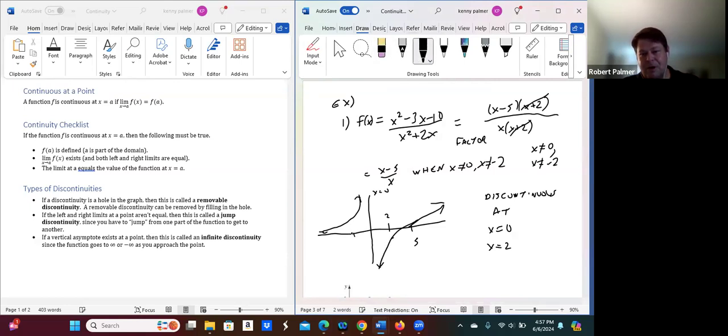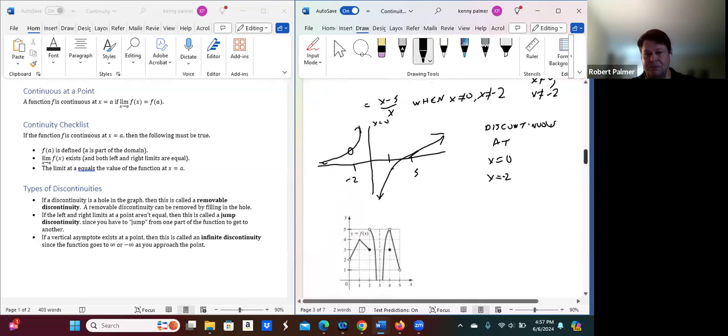Actually, my hole in the graph should be over here. Sorry, -2. Should have been more careful. The hole in the graph is actually right there. Okay, so the discontinuity is there. We have the replacement discontinuity right here, then also right here. We have an infinite discontinuity because we have an asymptote.